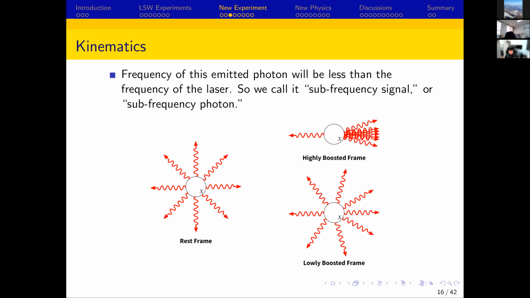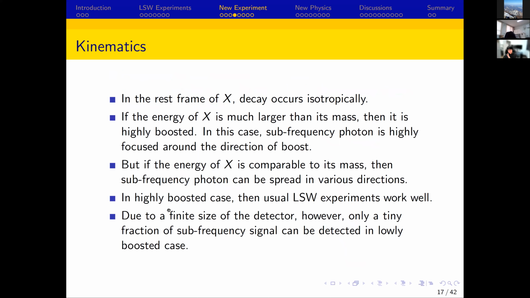But if X is boosted very much, these photons are concentrated on the direction of boost. However, in the lowly boosted case, these photons are still spread. Let me say it again. In the rest frame, decay occurs isotropically, but if X is highly boosted, or its energy is much larger than its mass, then this sub-frequency photon is highly focused around the direction of boost. But if the energy of X is comparable to its mass, then the sub-frequency photon can be spread in various directions.